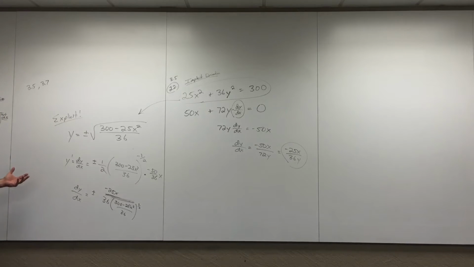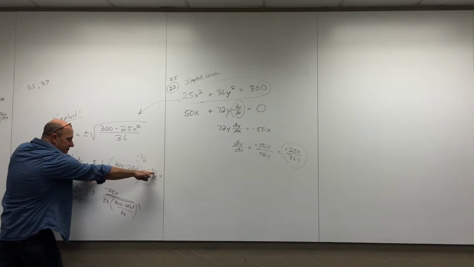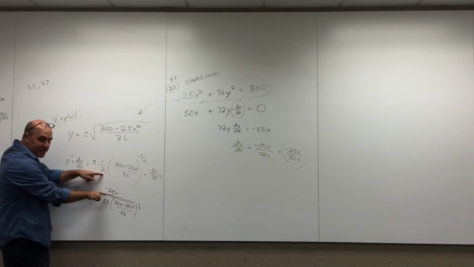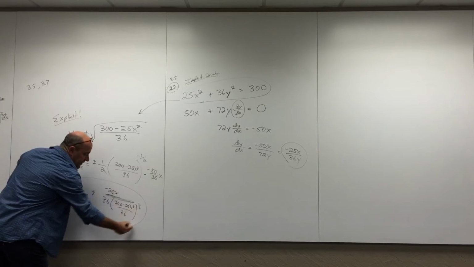The 1/2, where did that come from? I canceled the 2 with the 50 and made it 25. All right, I see that. Yeah, cool. That was slick, but I did that. That's why it looks like that. So that's my explicit derivative.